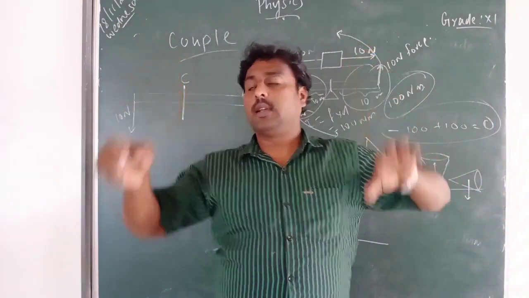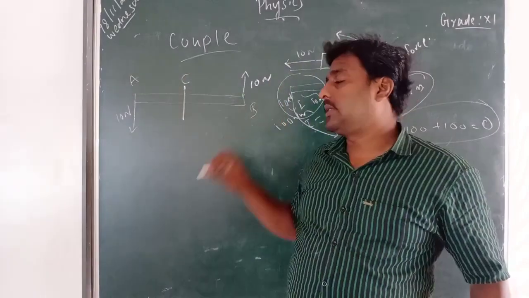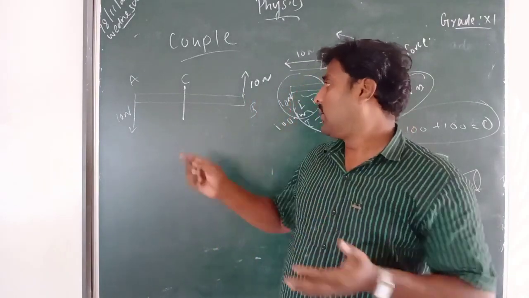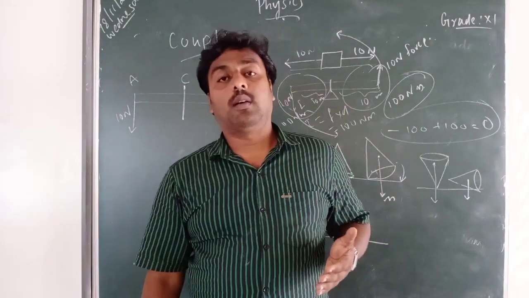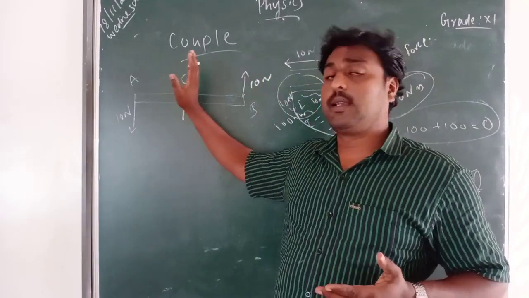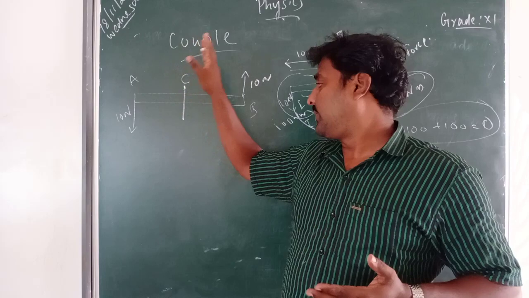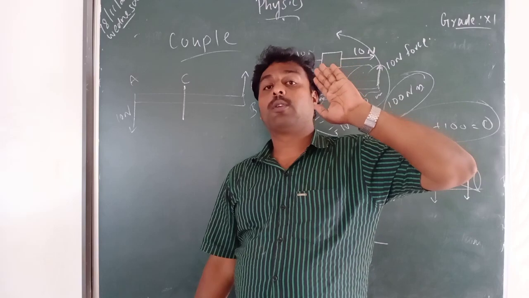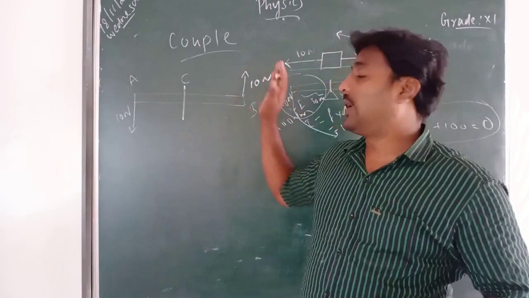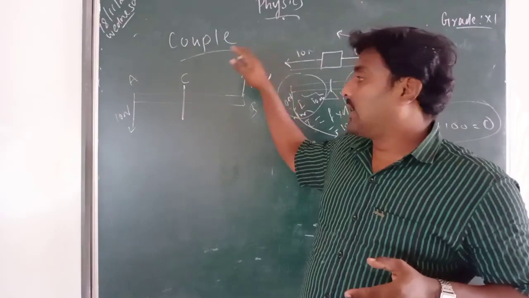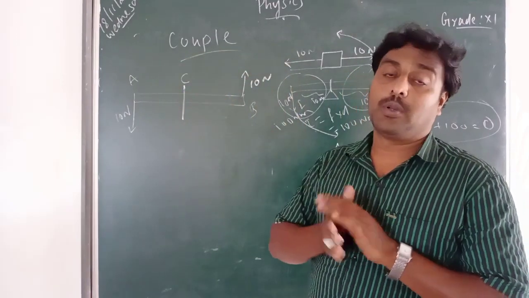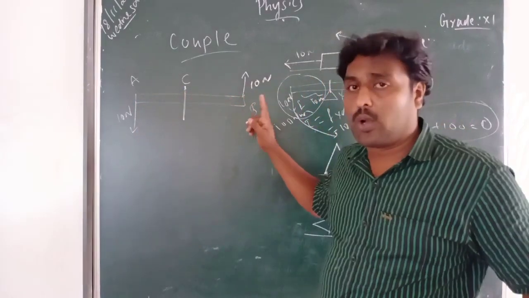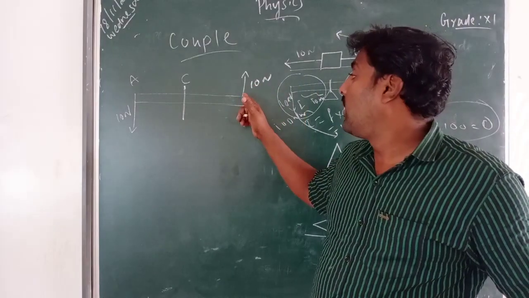Consider a uniform rod AB. You can keep this as AB. AB is a uniform thin rod placed from its midpoint C, and the center of mass is at the same point C. Now at both ends two forces are acting, equal in magnitude and opposite in direction, say 10 Newton each, acting on both ends of this uniform rod.